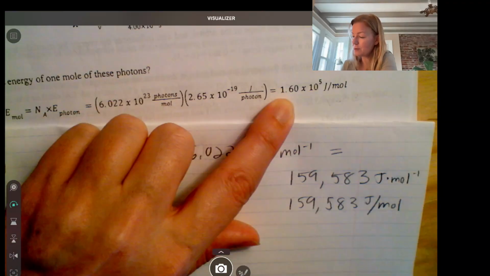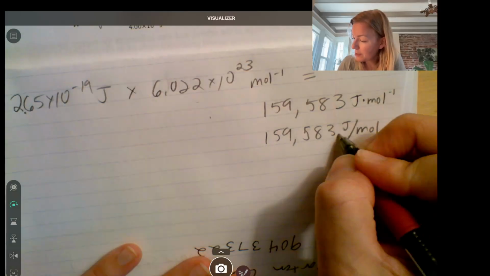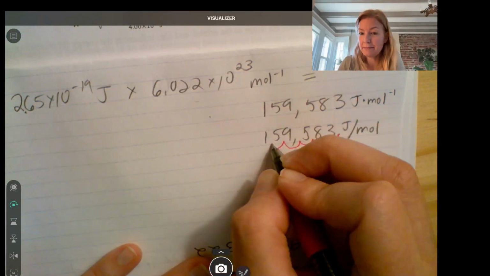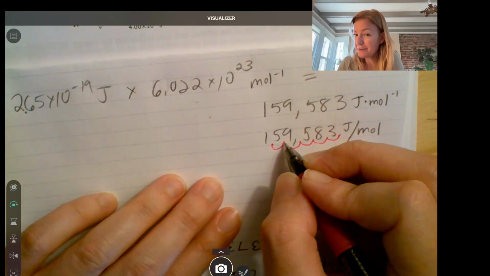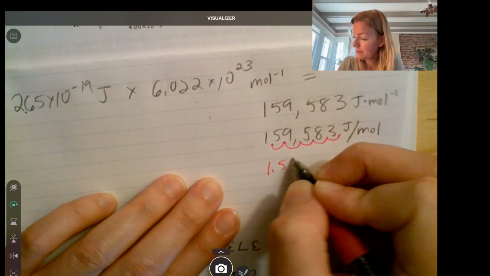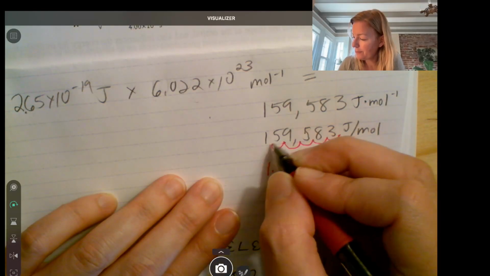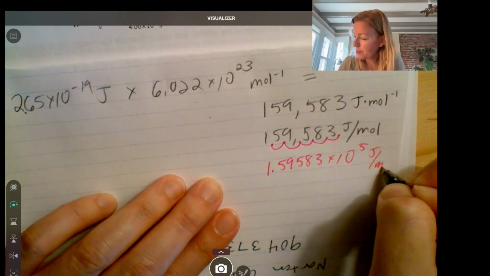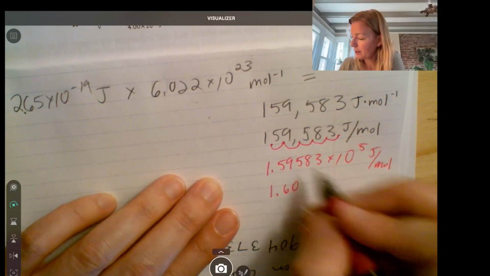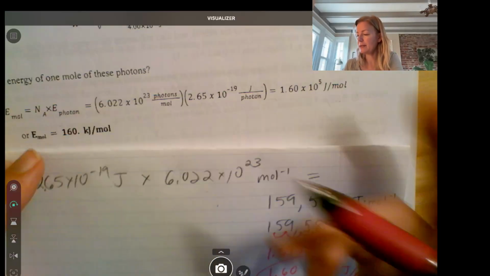They wrote it in scientific notation, which is fine. If you want to convert this to scientific notation, this is where the decimal is now. Just move it until you get a number between 1 and 10. Don't stop here. 15.9 is not between 1 and 10. So 1.59 times 10 to the 1, 2, 3, 4, times 10 to the 5th joules per mole. And if we want to round that off, we can round it to 1.60 times 10 to the 5th joules per mole. Okay, that's where they got that from.